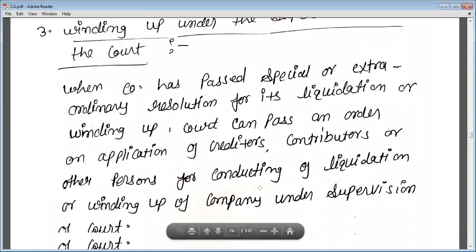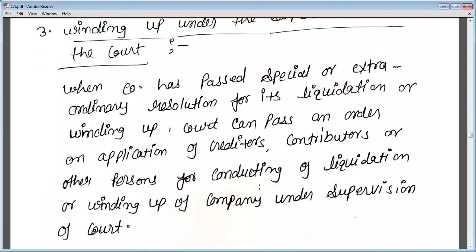Okay, see, when company passes a special resolution for the liquidation of company, now their creditors and contributories demand in court that this liquidation should take place in the supervision of the court.